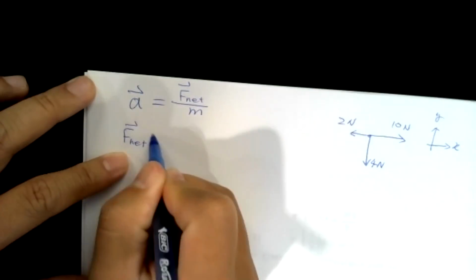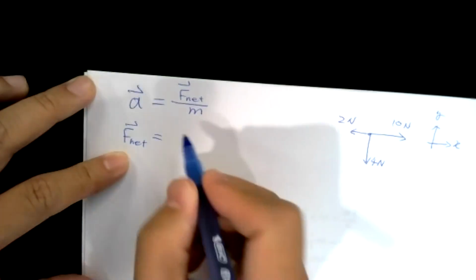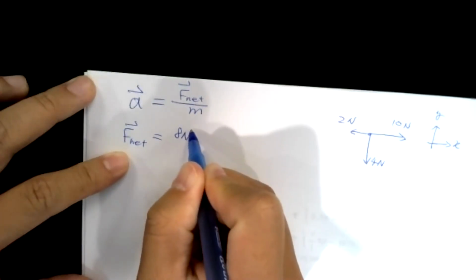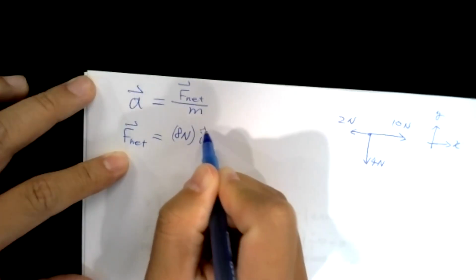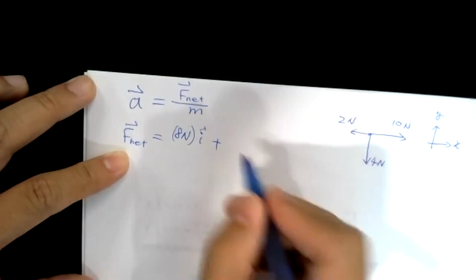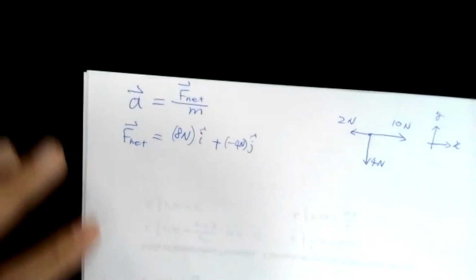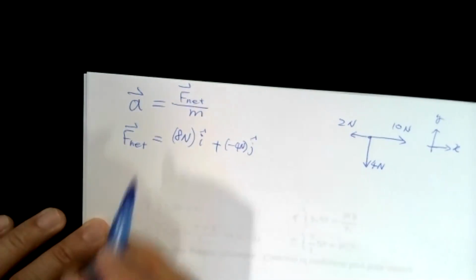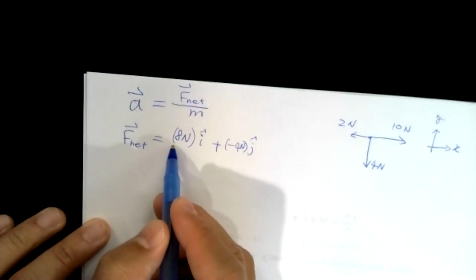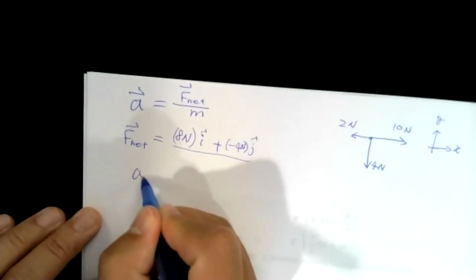Okay, so net force equals 10, and then 2 is in the opposite direction, so that will be 8 newtons in the I direction, and then this is negative 4, so minus 4 newtons in the J direction. Okay. So then you can put the net force in the format of I and J, the two components. You can solve for your acceleration.